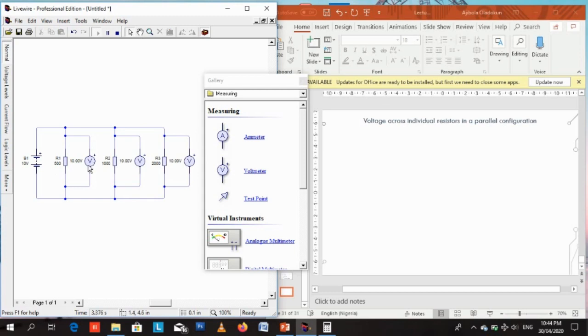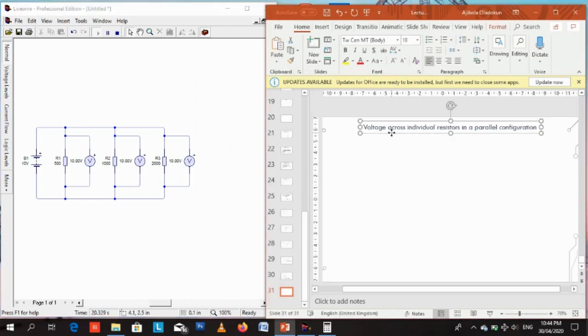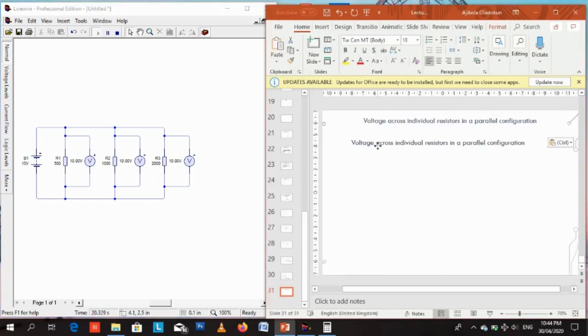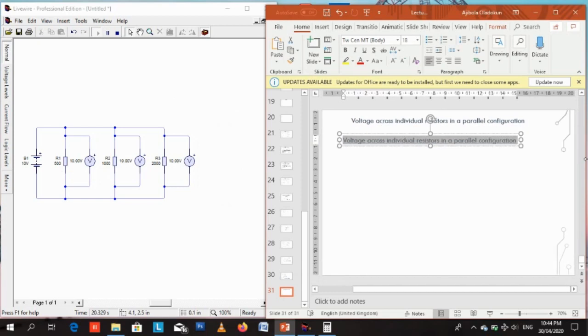Now we see that the value there is 10 volts, 10 volts, and 10 volts. So what this means is that regardless of the resistance value of each resistor, if you connect them in parallel, they're going to have exactly the same voltage. This brings us to a hypothesis that the voltage across resistors connected in parallel is the same, regardless of the value of the resistance.